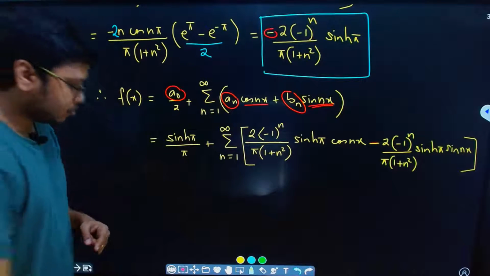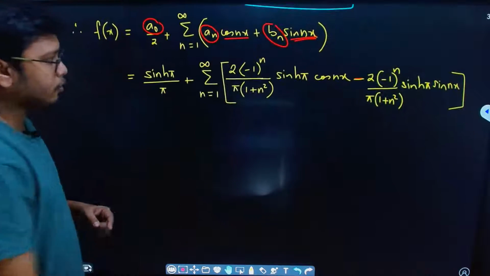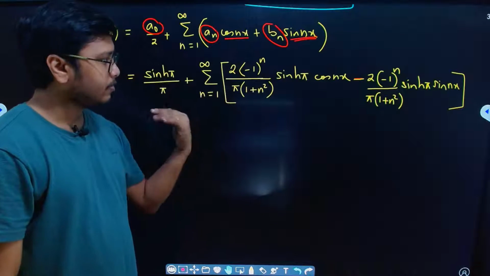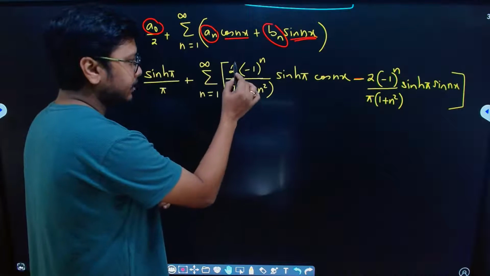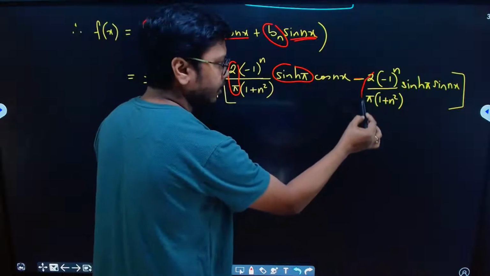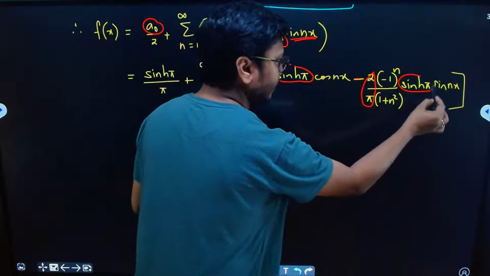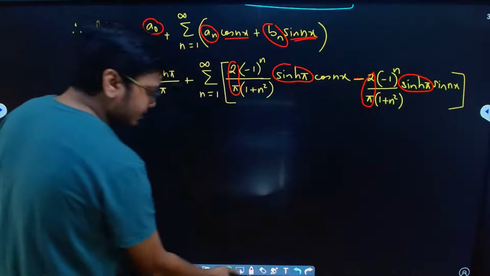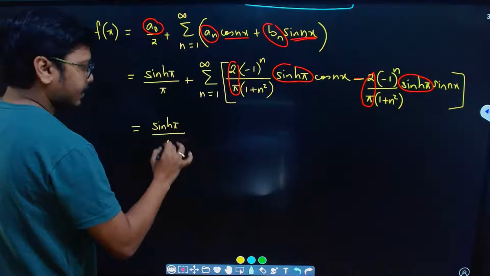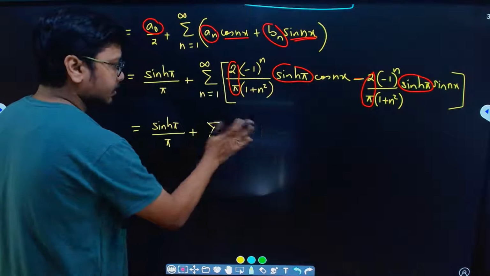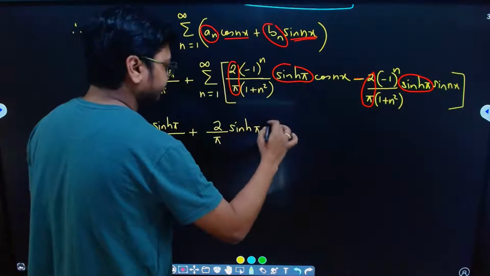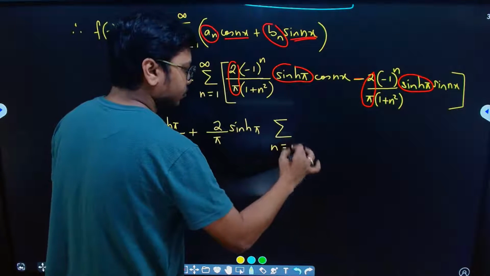Let me see what things we can take common from here. The terms which are not in terms of n, that means the terms which I can bring outside the summation, I think 2 by pi and sinh(pi). These are the terms I can take common and bring outside the summation. So sinh(pi) by pi, plus 2 by pi sinh(pi), summation n equals 1 to infinity.